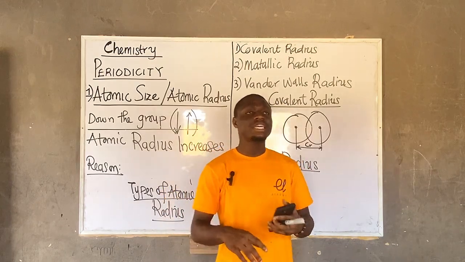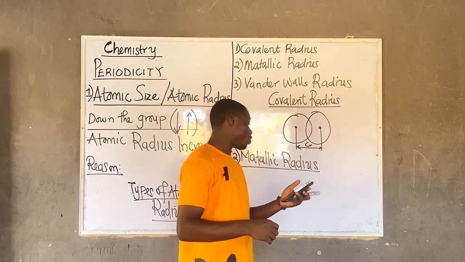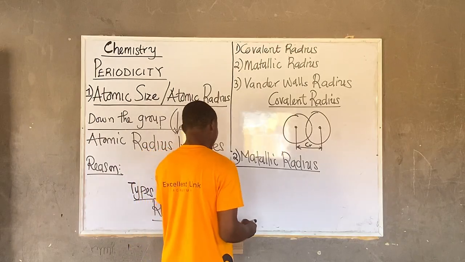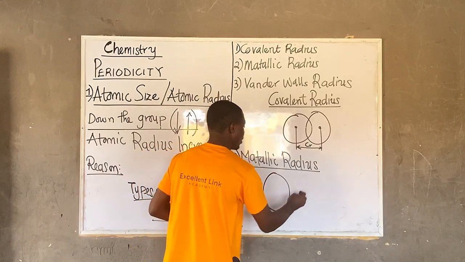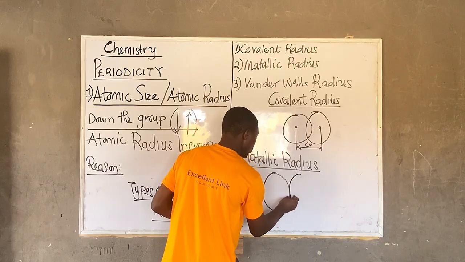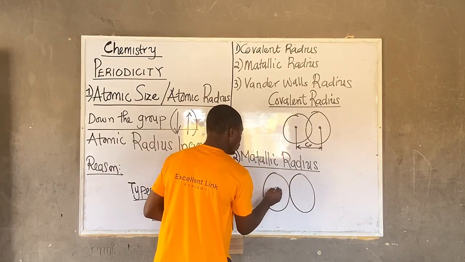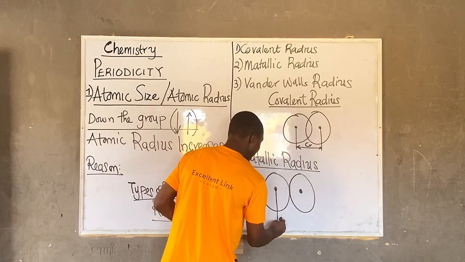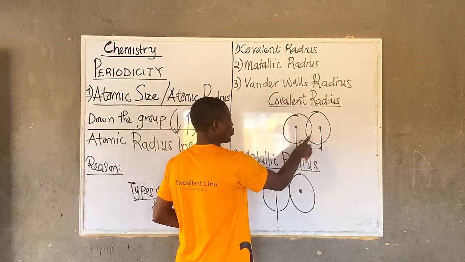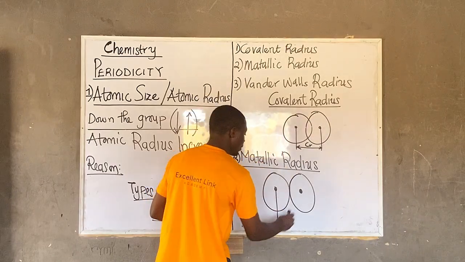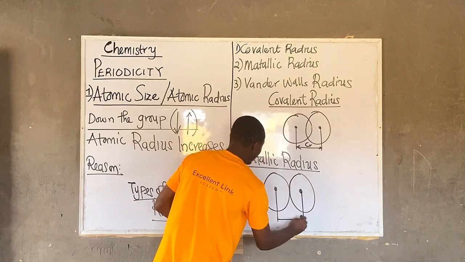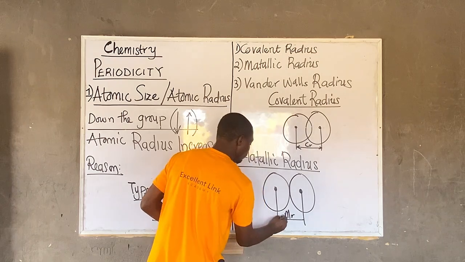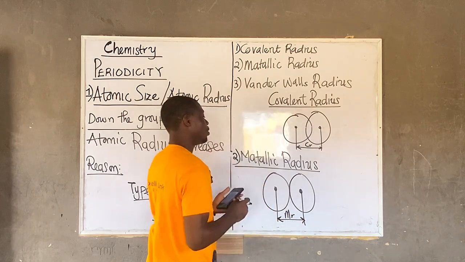So that's how you define metallic radius. The concept there is that if I have an atom this way and another atom this way, the distance between this nuclei here and this nuclei here is referred to as the metallic radius. Here they overlap each other, here they are just placed beside each other. So this one from here to here is called metallic radius.